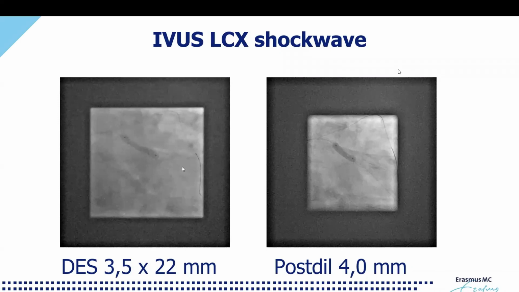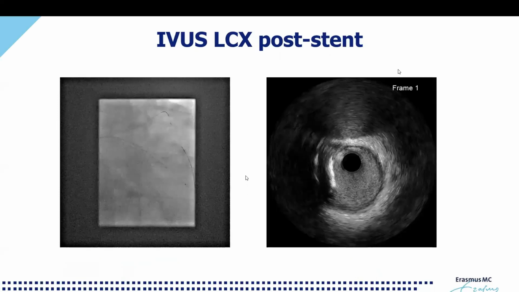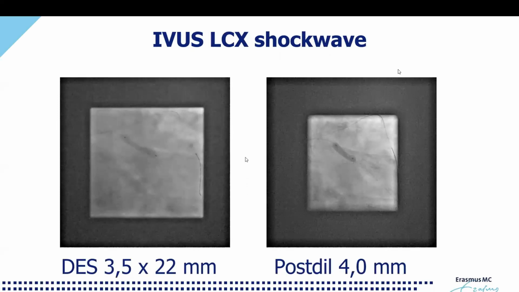Exactly. Then you see we have a drug-eluting stent 3.5 by 22 and post-dilated with a 4.0 millimeter, not an NC in this case. I checked that. I think so. You think so? You have standard NC? Yeah. Then it should be NC in there.